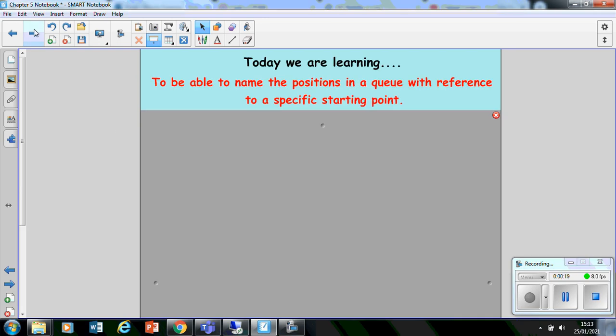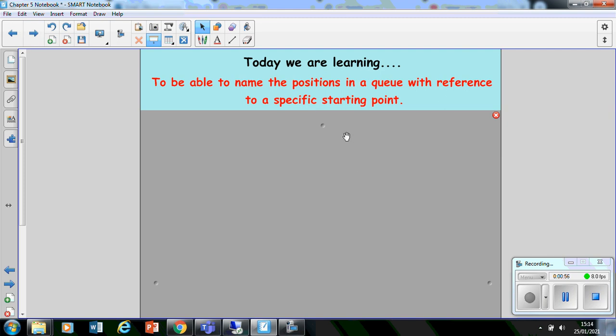Okay. Our learning objective today is to be able to name positions in a queue with reference to a specific starting point. Okay, I'm going to say that again, and what I mean by that is when you say a queue, it's just basically a line. And in a line, you're going to look at a particular thing or a person, and you should be able to say, oh, that person or that thing is third in the line. Okay, but you have to look at where the line starts. So we'll explore that a bit more in our learning today.